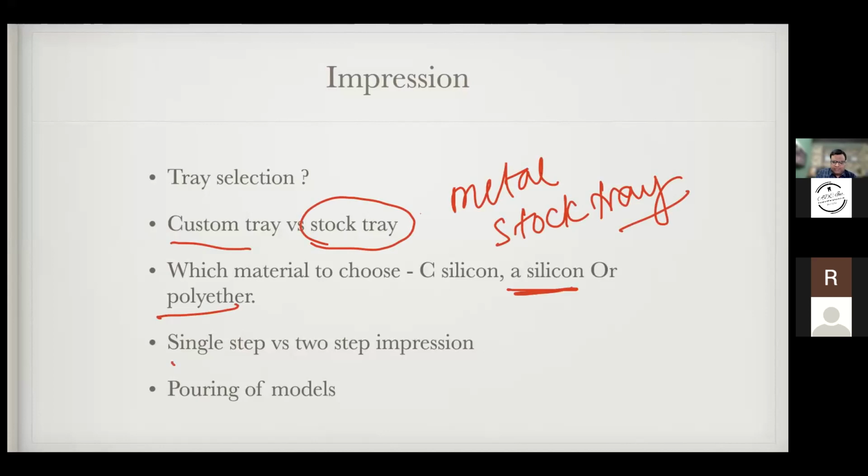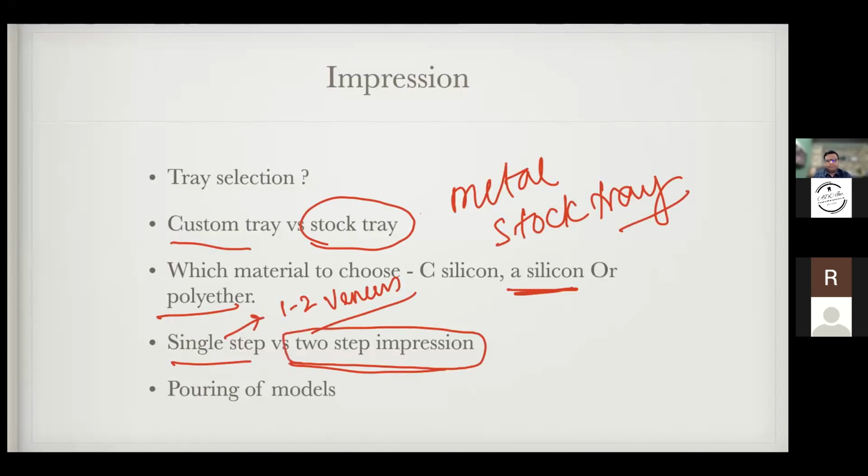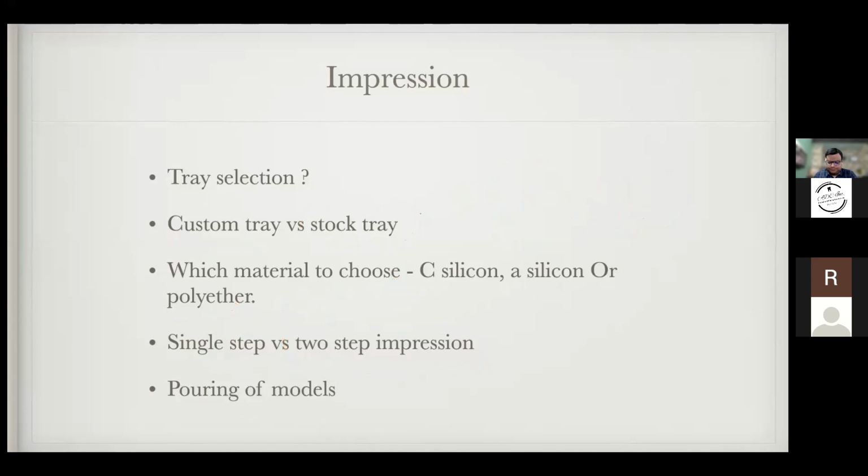If I am looking at a single step versus two step, single step is followed in cases where there are 1 or 2 veneers. Anything more than that, please prefer a two-step impression. Always better when you are using a two-step impression because you have uniform thickness of light body that flows. And always wait 1 hour before you pour the models. I'm running through this, but yes, we are already beyond time. So you always wait 1 hour before you pour the models.